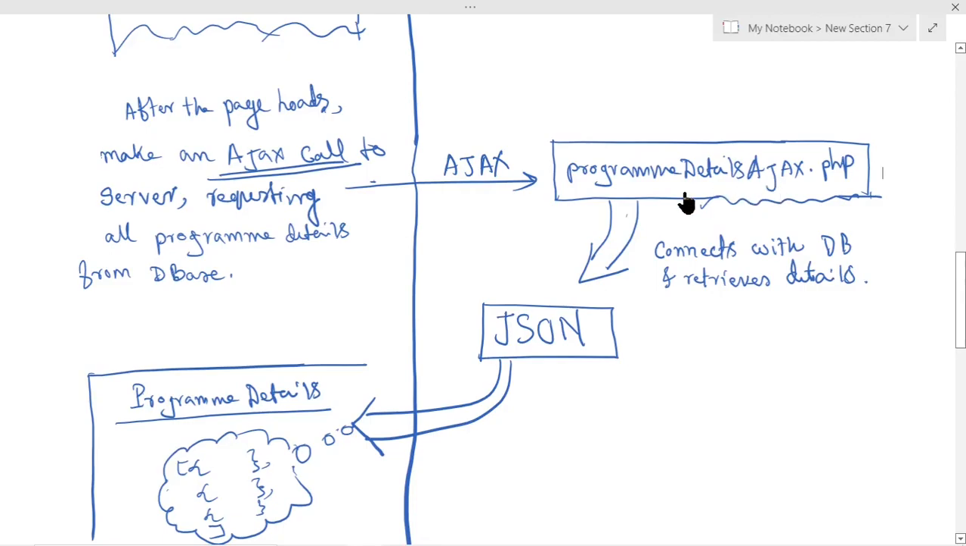Now, when that function is executed, we want the output of that function to be in the form of a JSON object, and that JSON object will be sent back to the client machine. In this specific example, we want our AJAX function to generate an array of JSON objects, where each JSON object in the array will correspond to a row from the program details table in the database.